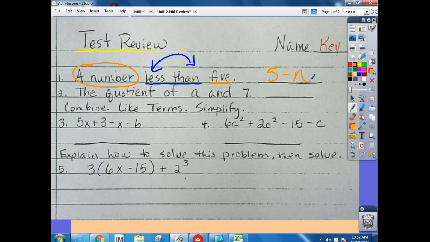And I'm just going to use n for a number. I don't know what the number is, but I will use a variable. A number less than 5 would be written as 5 minus n, or 5 minus x, or 5 minus y, whatever variable you would want to use there.